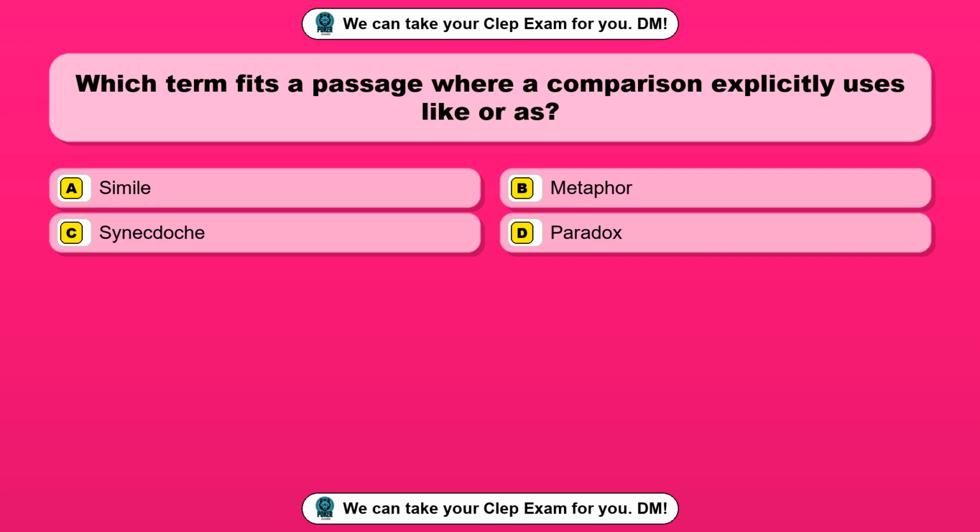Question 21. Which term fits a passage where a comparison explicitly uses like or as? Option A, simile. Option B, metaphor. Option C, synecdoche. Option D, paradox. The correct answer is option A, simile.